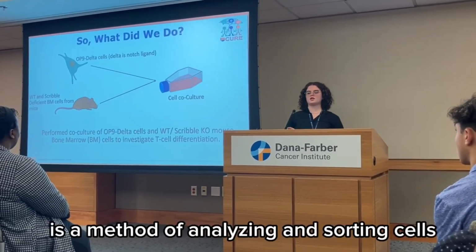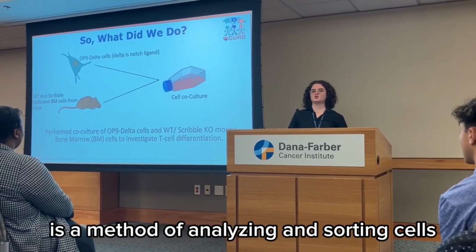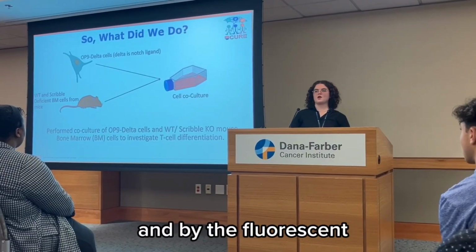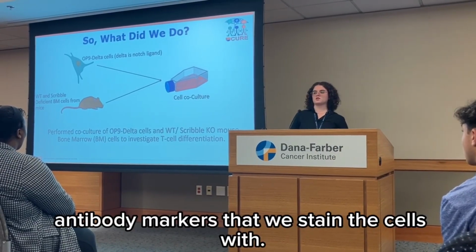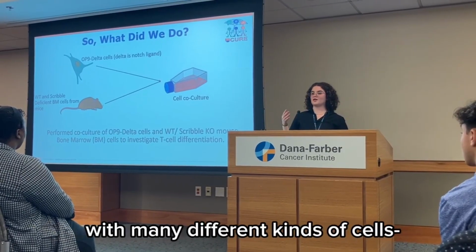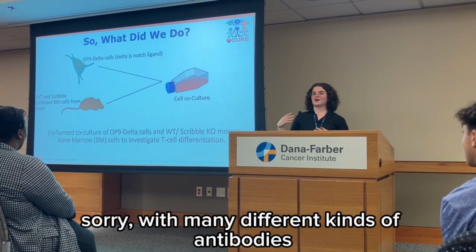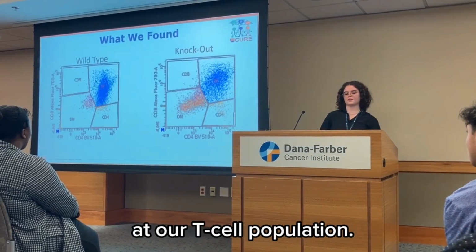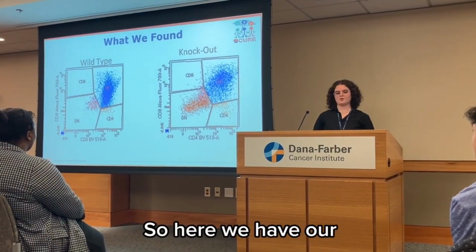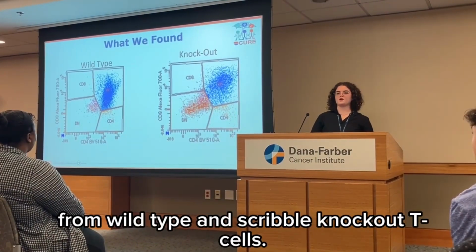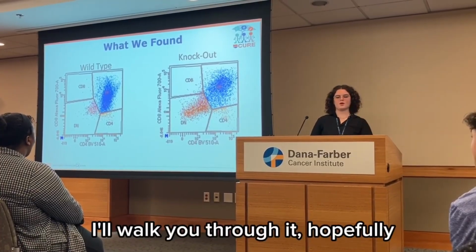Flow cytometry is a method of analyzing and sorting cells based on their size, their complexity, and by the fluorescent antibody markers that we stain the cells with. So we stained this output from the co-culture with many different kinds of antibodies, but we're going to be looking specifically at our T cell population. So here we have our flow cytometry results from wild type and Scribble knockout T cells. I'll walk you through it.